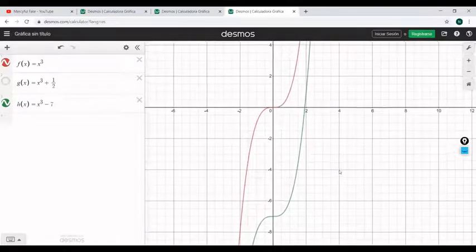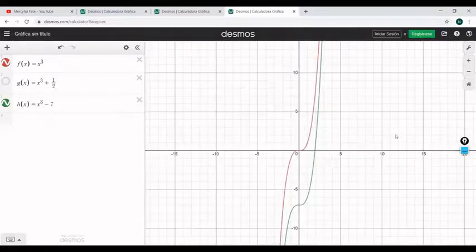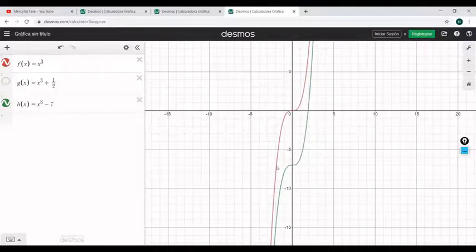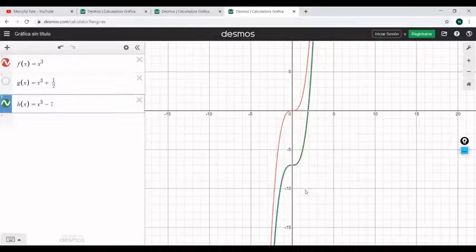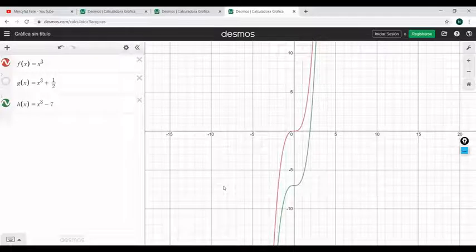Can you see? I'm going to zoom out. You see? It's the same shape. This one and this one are exactly the same shape, the same size, everything, except for the relative position. This one, the new transformed graph, is downwards by 7 units with respect to your original function. So this is how translations or shiftings work.